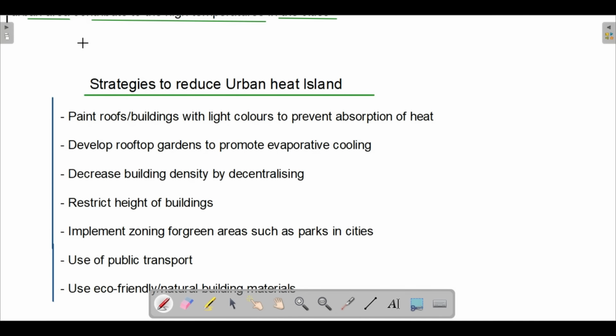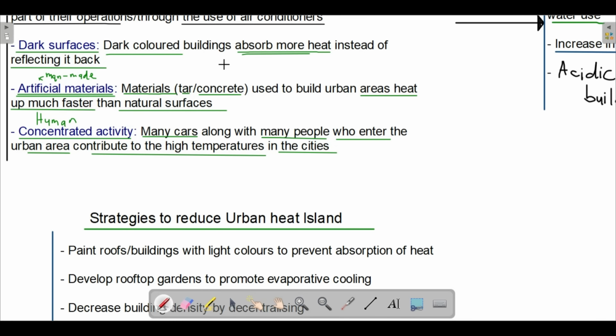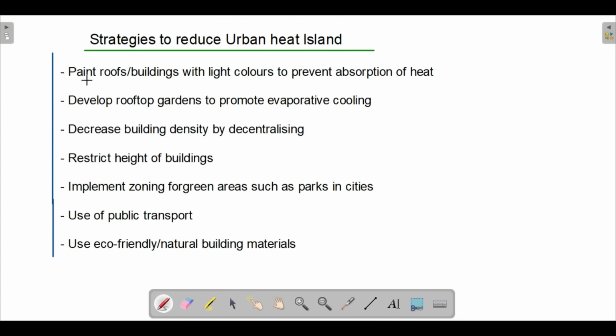Okay. So what do we do? What can we do to reduce this impact or minimize the impact of urban heat island? So first of all, because we know that dark surfaces absorb more heat, what we can do is paint roofs or buildings with light colors to prevent the absorption of heat. Okay, we rather promote the reflection of heat. Reflecting heat, remember, means that radiation bounces off the surface and so it is not absorbed, right? So we can paint buildings with light colors and promote more reflection than absorption.